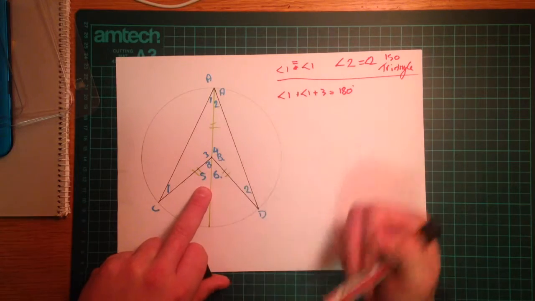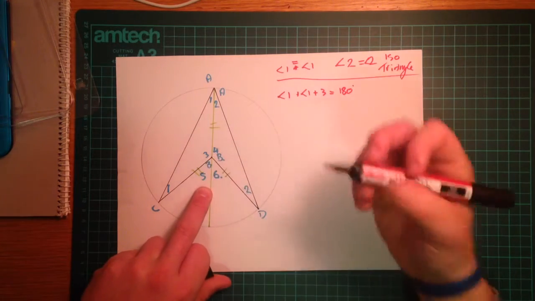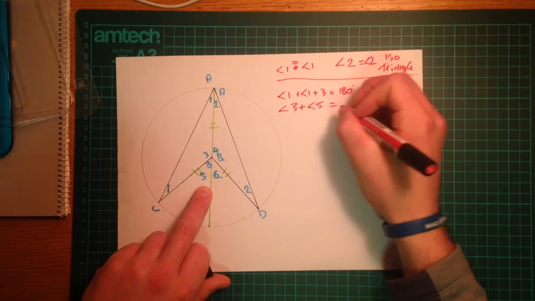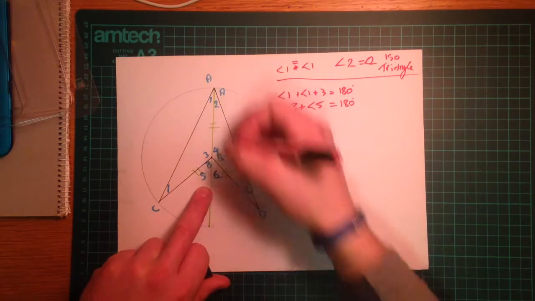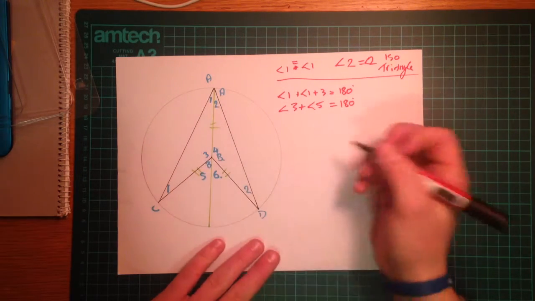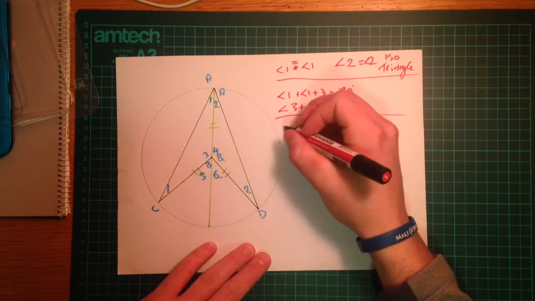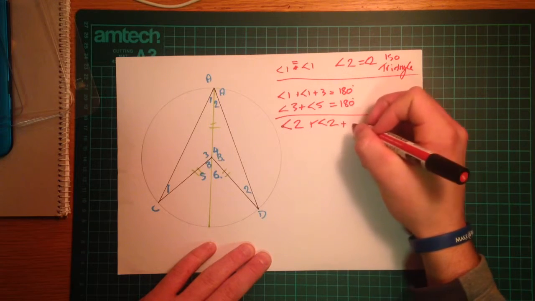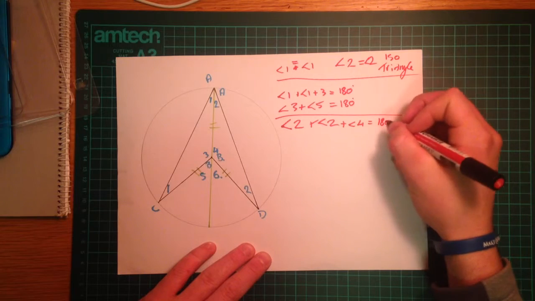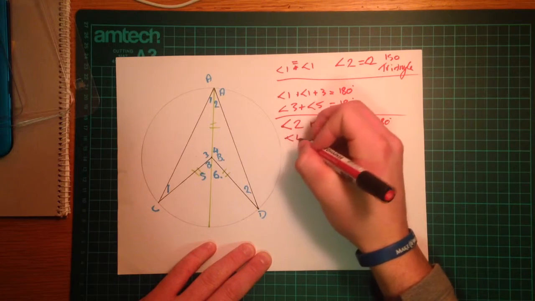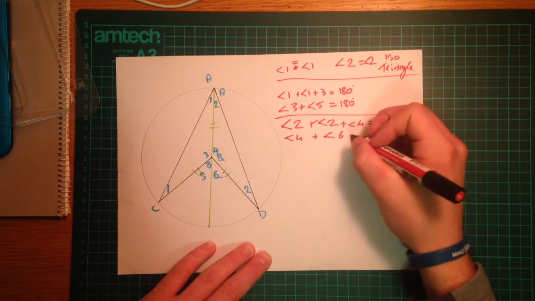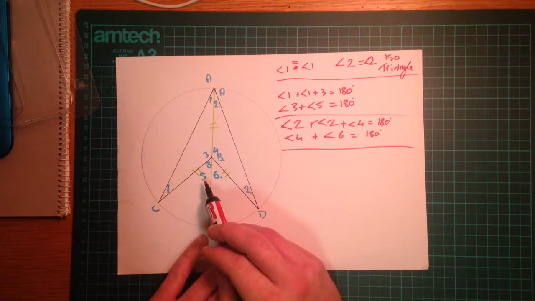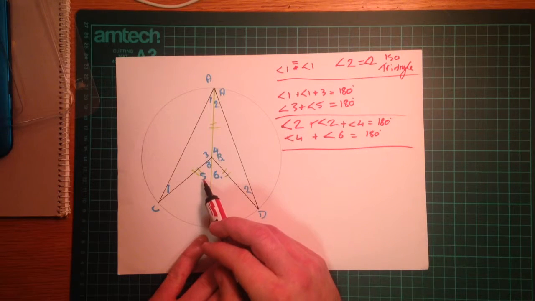Similarly, a straight line is 180 degrees. So angle 3 and angle 5 will be equal to 180 degrees also. That's this straight line here. We can assume the same for the opposite side, our opposite isosceles triangle. So angle 2 plus angle 2 plus angle 4 is equal to 180, and angle 4 plus angle 6 is equal to 180 degrees.